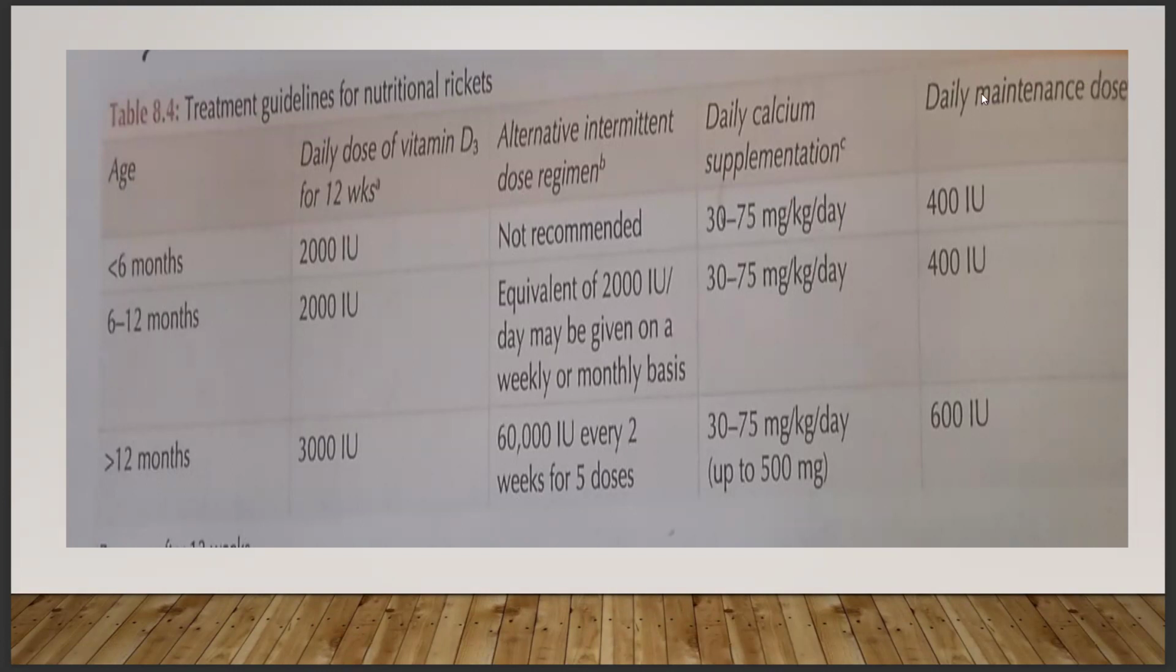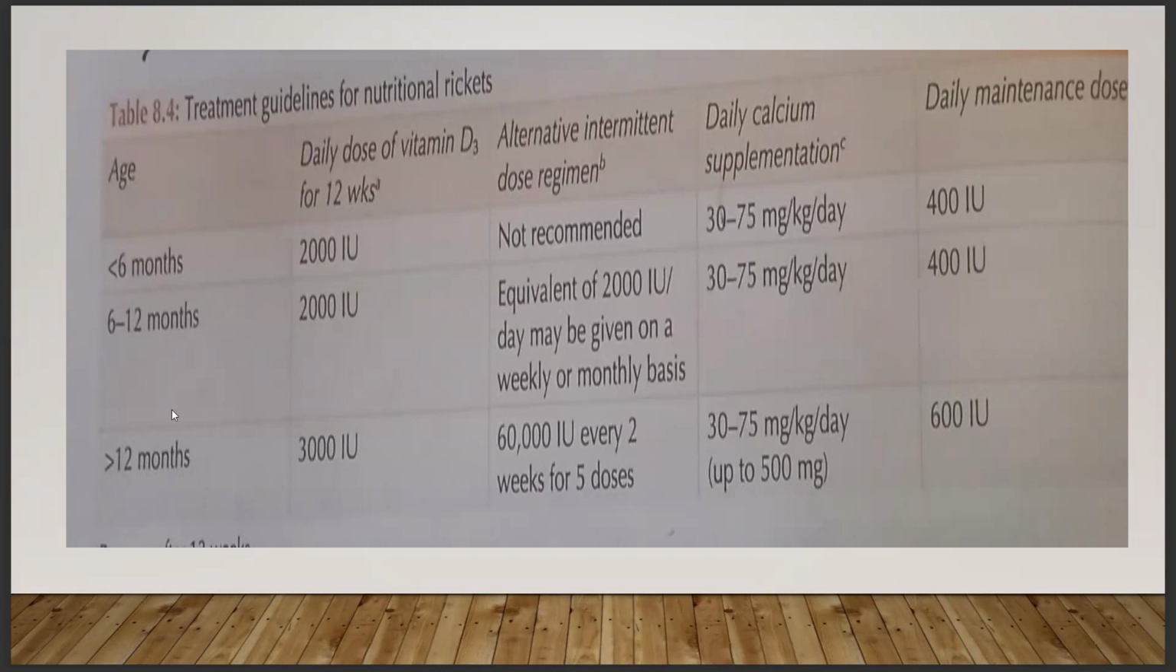The daily maintenance dose in those less than 6 months and 6 to 12 months is 400 international units. In the 6 to 12 months age group, we again give a daily dose of vitamin D3 for 12 weeks, 2000 international units. The alternative intermittent dose regimen, equivalent to 2000 international units per day, may be given on a weekly or monthly basis. The daily calcium and daily maintenance dose are similar to those of the less than 6 months old child.